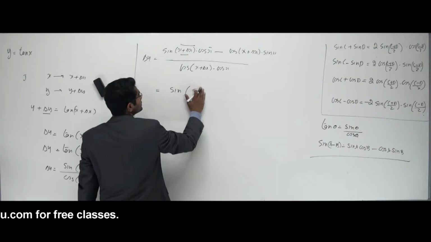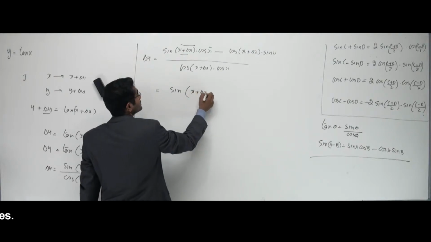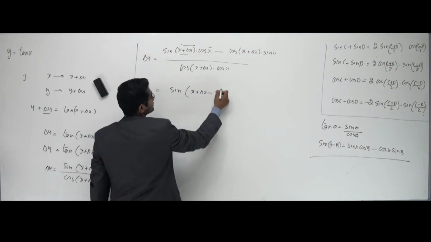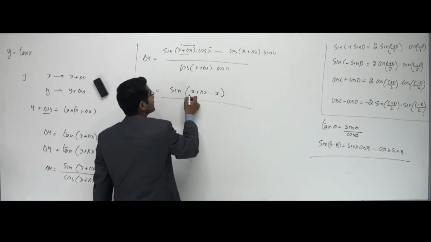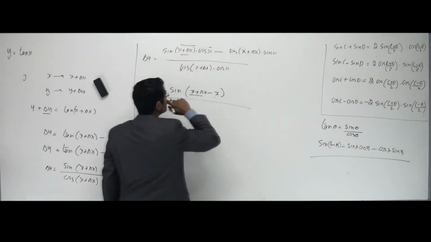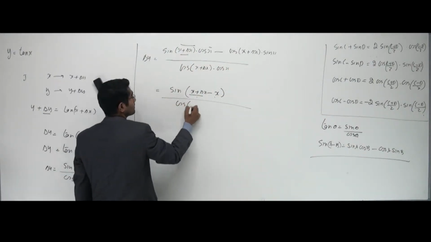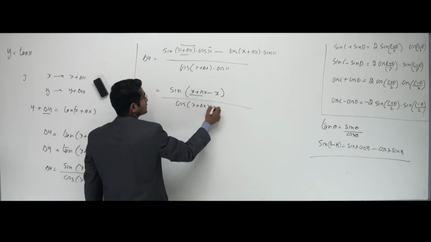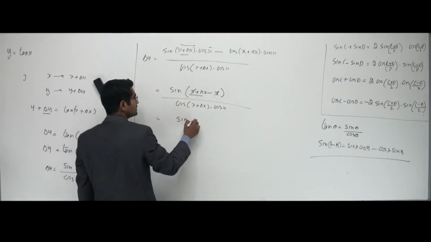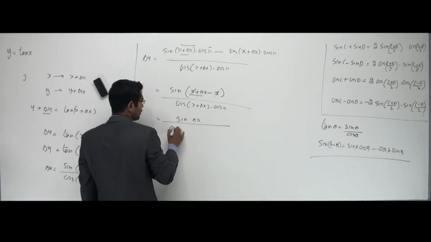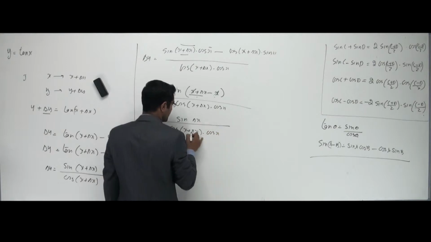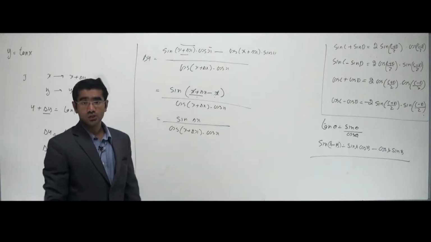So I write x plus delta x, a minus b, minus x. That's it. So this whole thing is sine of a minus b: sine a cos b minus cos a sine b. So what happens down is cos of x plus delta x into cos x. Can I cancel these guys? Yes. What I'm having right now is sine delta x by cos of x plus delta x into cos x. Okay, cool. Now what is the next thing to do?